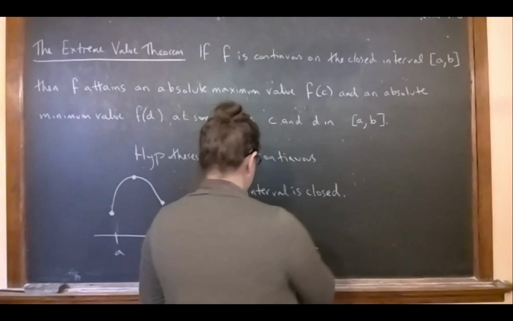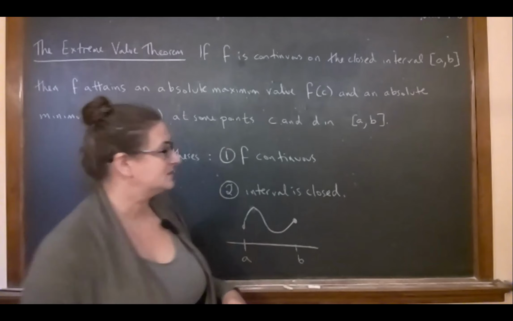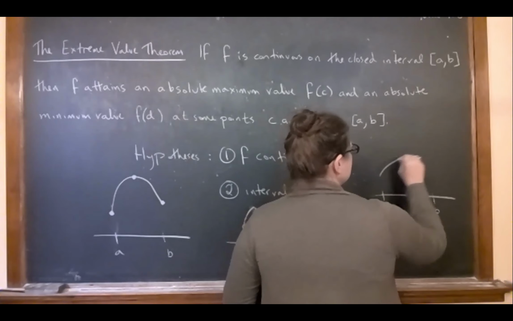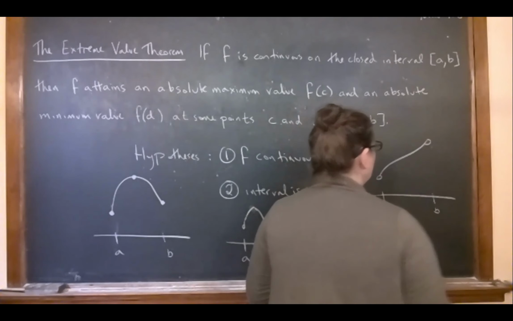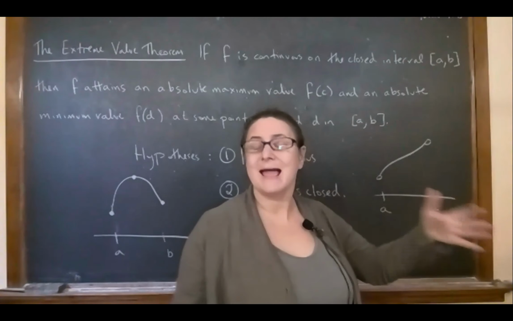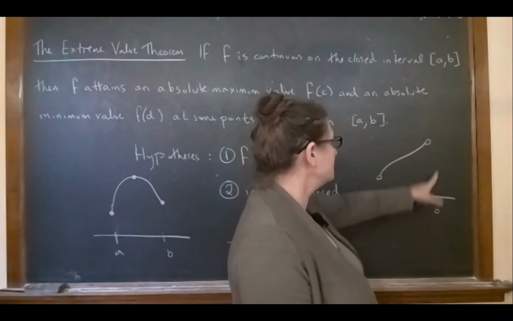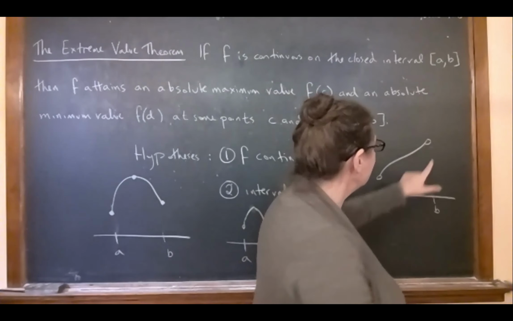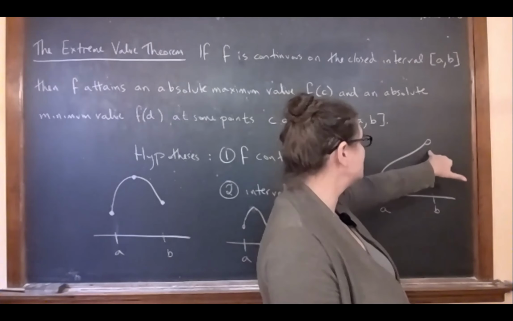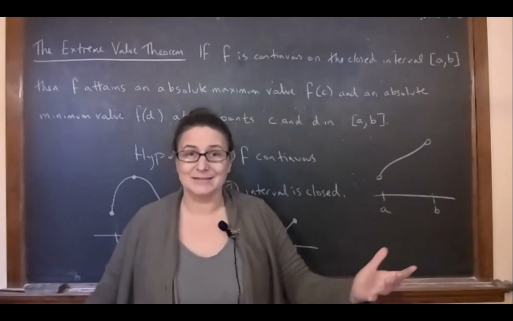Let me get rid of that and put it back. What would happen if, let's say, you had an open interval? So let's say I had open circles here. Well, it kind of looks like that would be the minimum and that would be the maximum. But remember what we said, it actually has to attain that value. Here, you're never going to get down to that value, and you're never going to get up to this value because it is an open circle there. Of course, the limit is there, but f of b has no value and f of a has no value. So it doesn't attain the value because it's not there.